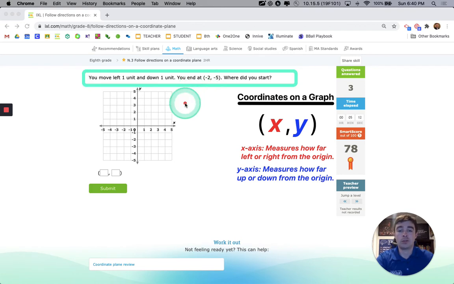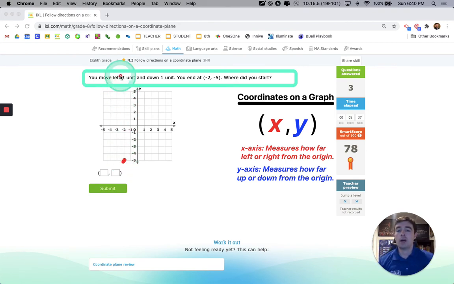I'm going to end at -2 and -5. So we'll go back to our red color, which is always our end point. And we know -2 for x, -5 for y is our ending point. So that red dot is where we finished off. And that was after we had moved left by 1 unit and down by 1 unit. So after we moved left by 1 and down by 1, we ended up here. So we need to kind of think backwards. We need to reverse this.